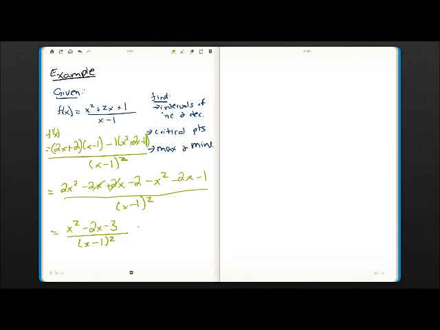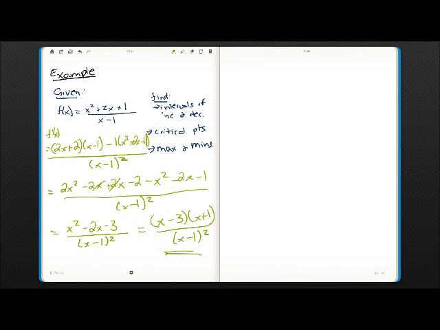and just factor it, so that when we set it to 0 it'll be easy to solve. If you factor it, we'll get x minus 3 times x plus 1, and the bottom will be x minus 1 squared. So this is the derivative here.